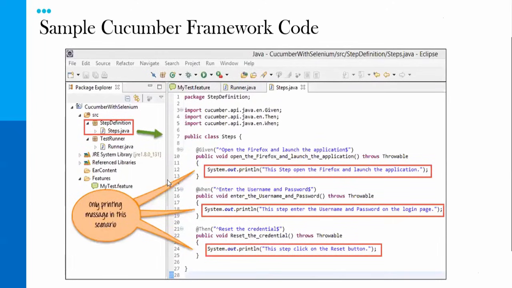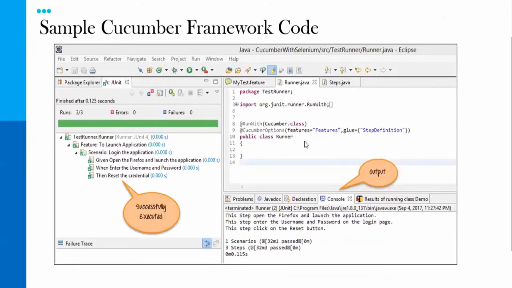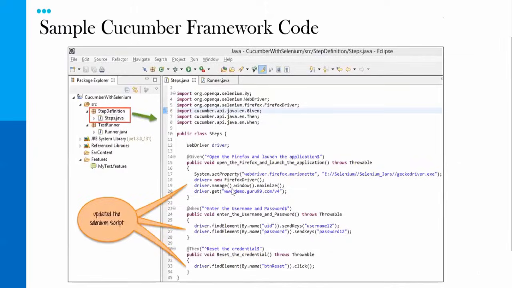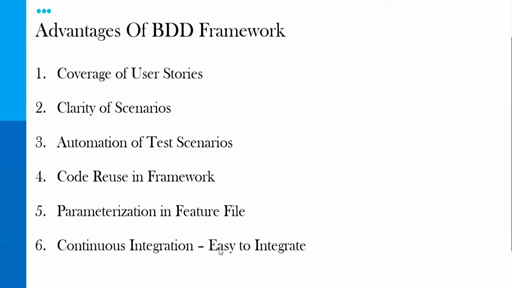And you can see a simple test case. See, there are step definitions for every feature file. This is given, when, and then, and the runner file. Everything I'm going to show is in Selenium code.